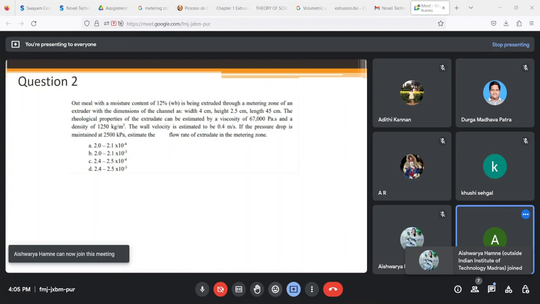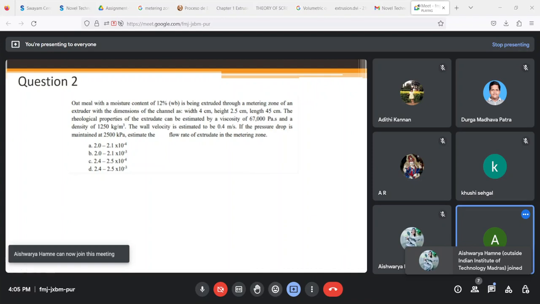Okay, so moving on to question 2. Oatmeal with a moisture content of 12% wet basis is being extruded through a metering zone of an extruder with the dimensions of the channel as width 4 cm, height 2.5 cm, length 45 cm. The rheological properties of the extrudate can be estimated by a viscosity of 67,000 pascal second and a density of 1250 kg per meter cube. The wall velocity is estimated to be 0.4 meter per second. If the pressure drop maintained is 2500 kilopascals, estimate the flow rate of the extrudate in the metering zone.